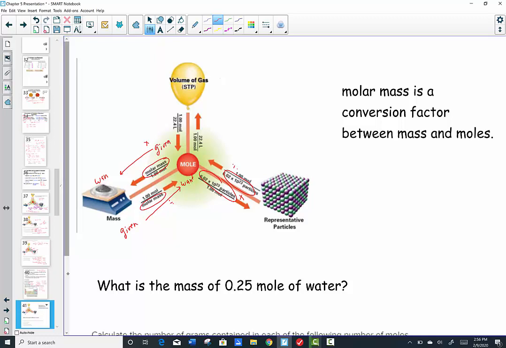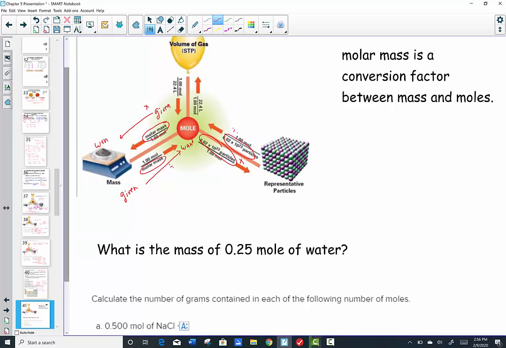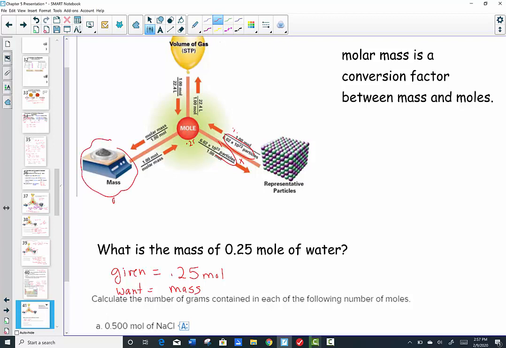So let's try our first practice problem with our mole map. What is the mass of 0.25 moles of water? We can see that we're given, in terms of the unit, the word mole. Our given unit is the mole. What do we want to know? Well, we want to know the mass. And the mass is this scale right here. That's the mass measured in grams.